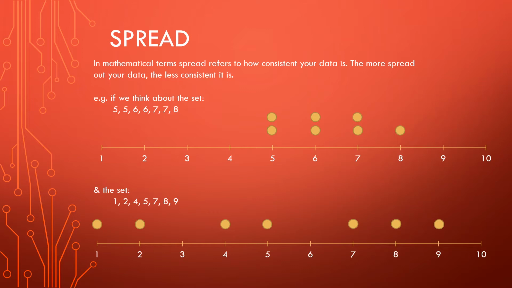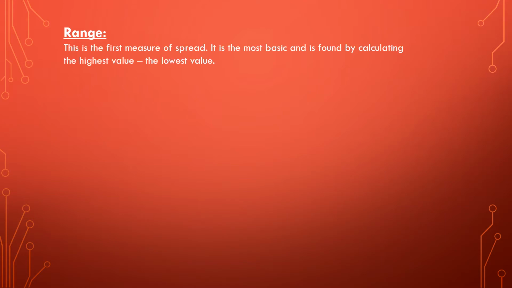So there are 3 types of measures that we'll look at here. The first one is the range. The range is one of the easiest ones to work out. It is found simply by taking the highest value in your set and subtracting the lowest value. So let's take a look at an example. We're going to find the range of this data set. So we've got 2, 3, 3, 4, 4, 5, 5, 6, 7 and 8.